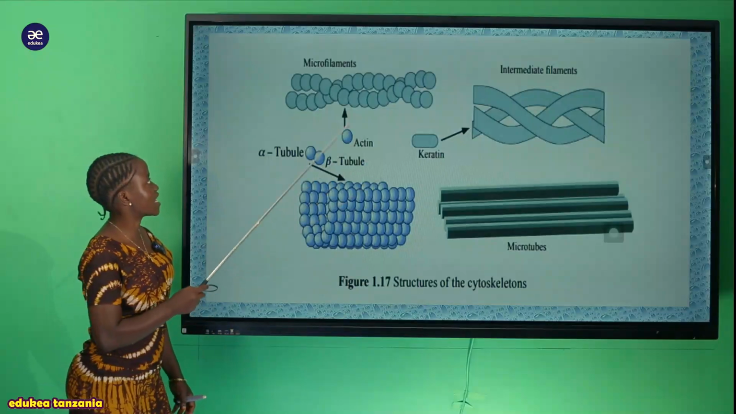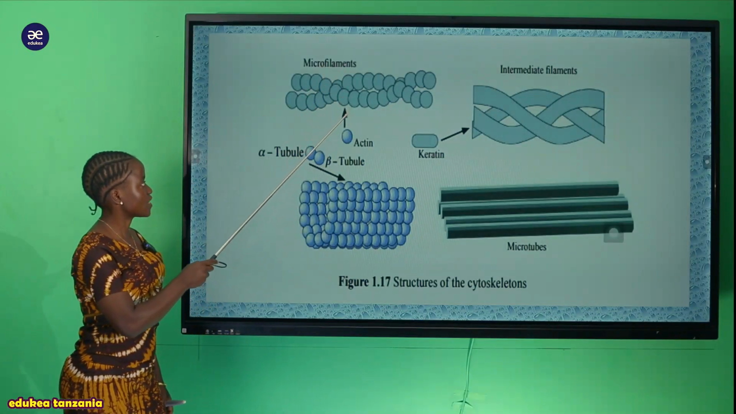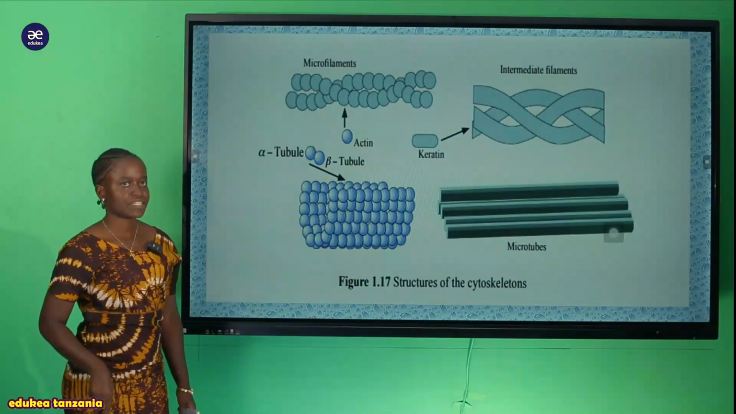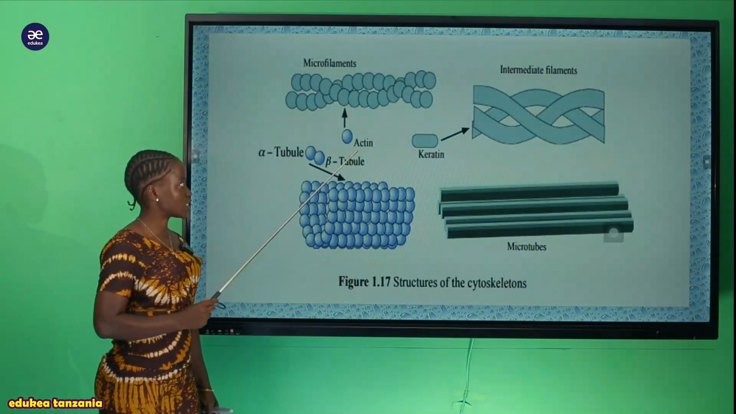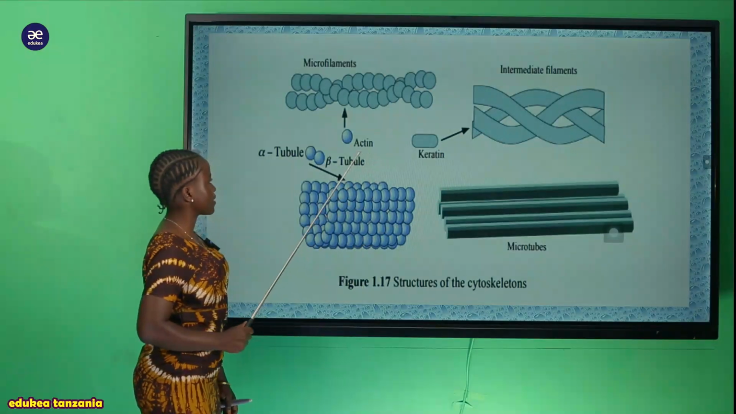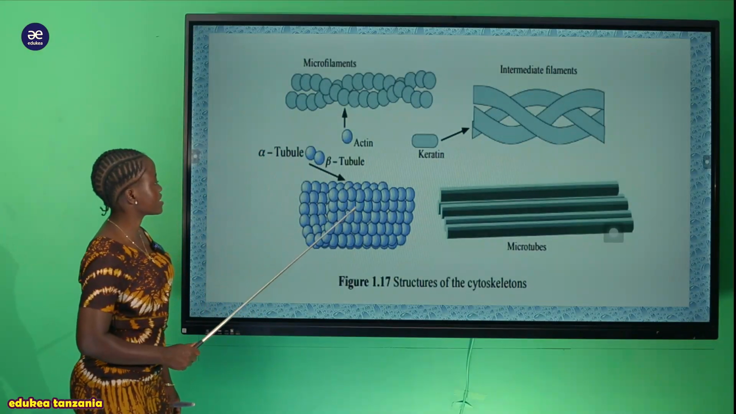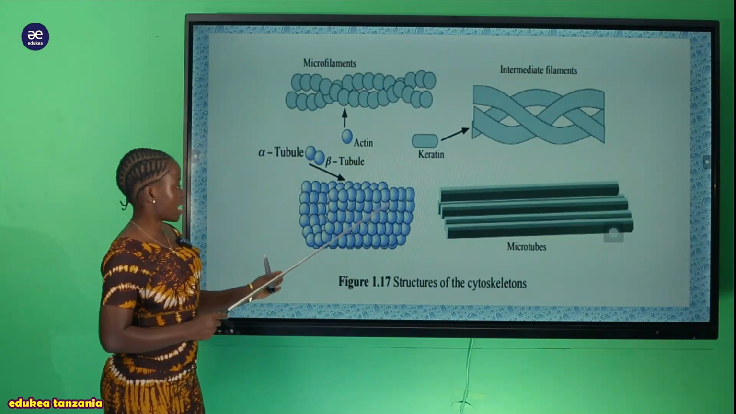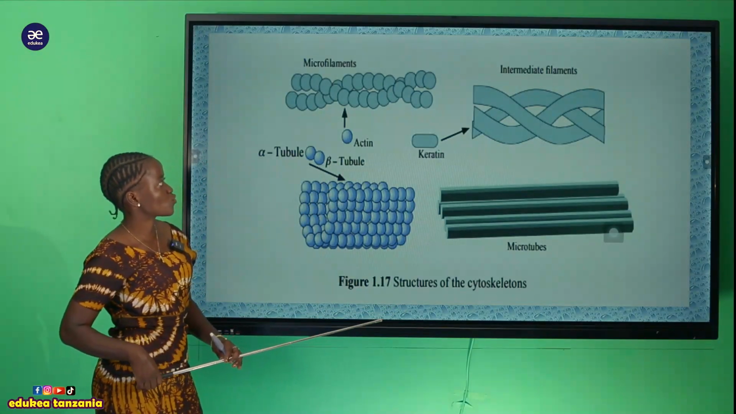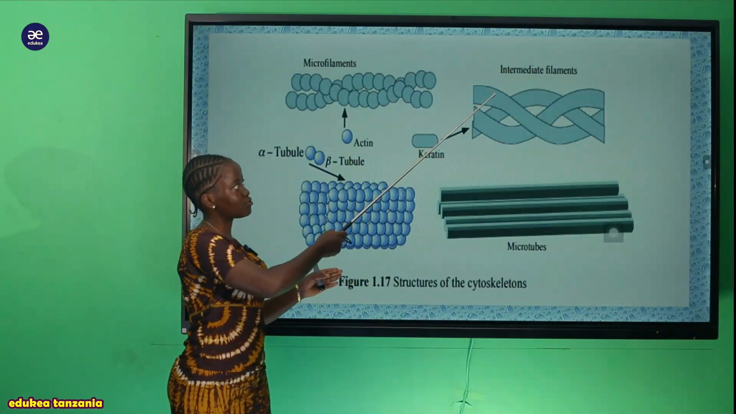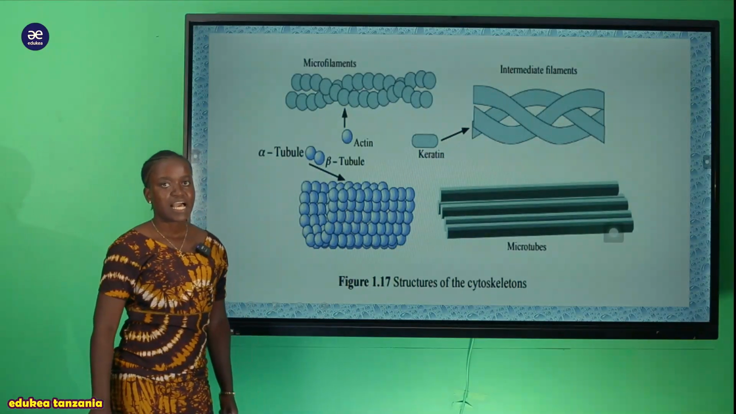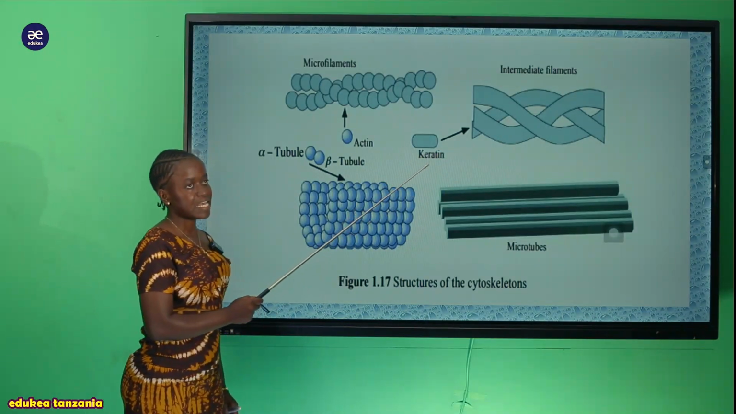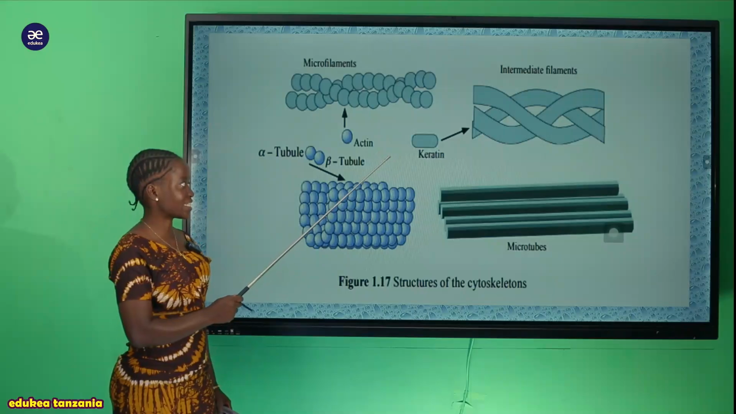We have the first, that is microfilaments. These ones are the microfilaments. Within it there is a structure that is called actin. This microfilament is made of actin. But also you can see we have these alpha tubules, we have also these beta tubules. This is about the microtubules. But we have another structure of cytoskeleton which is called intermediate filament, and the intermediate filament is made of keratin material, keratin protein.